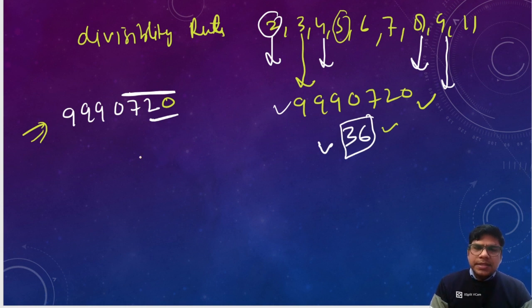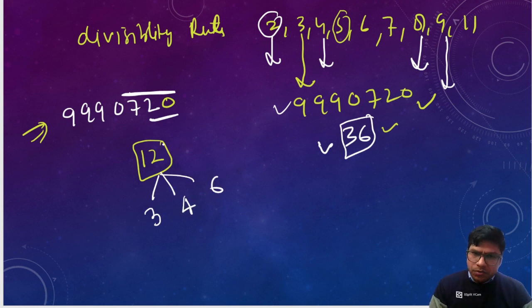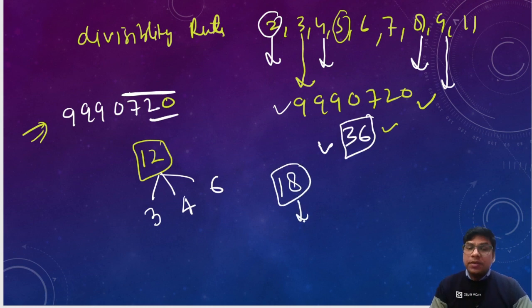If a number is divisible by 12, then the same number will also be divisible by the factors of 12. One of the important factors of 12 is 3 and another is 4. Also, 6 is a factor of 12, so the same number will also be divisible by 6. If a number is divisible by 18, then the same number will also be divisible by the factors of 18. If a number is divisible by 54, then the same number will also be divisible by the factors of 54.